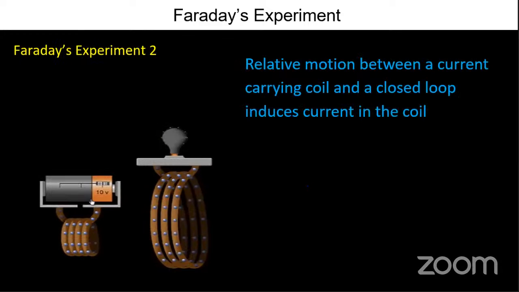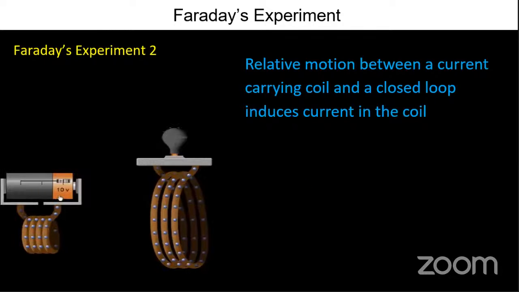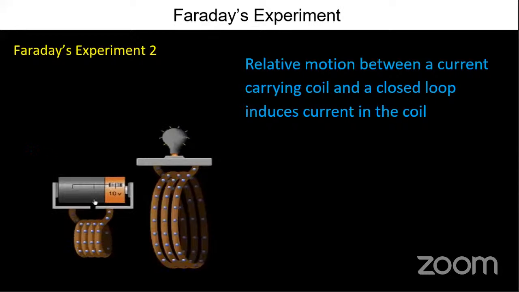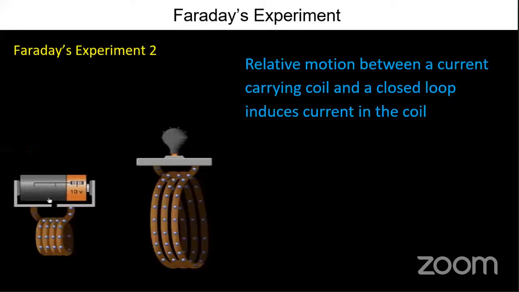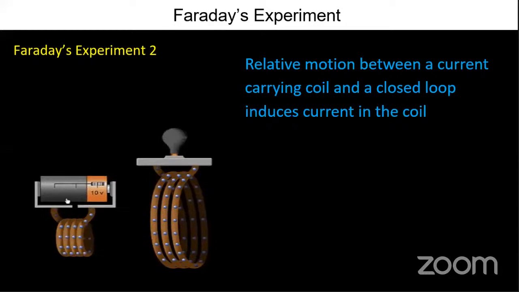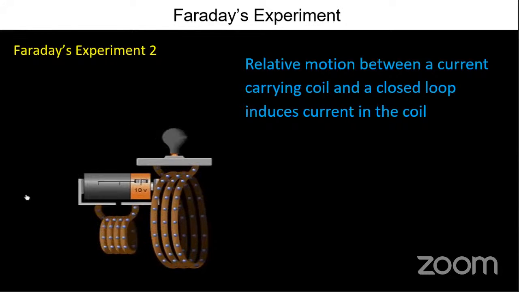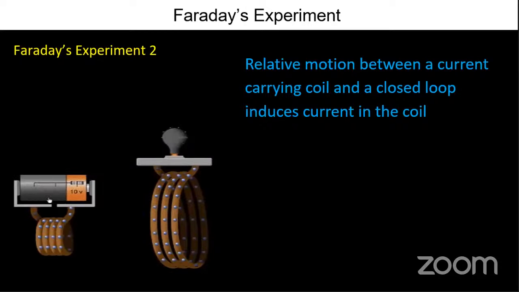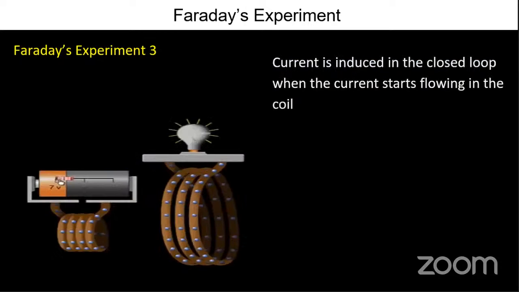So relative motion between a current carrying coil, or the electromagnet, and a closed loop induces current in the coil. This is the conclusion given by Faraday, and this is Faraday's second experiment. Next we will be having Faraday's third experiment.